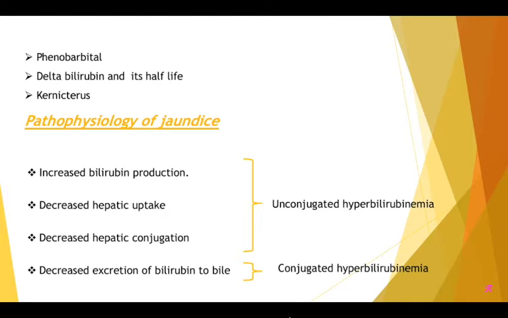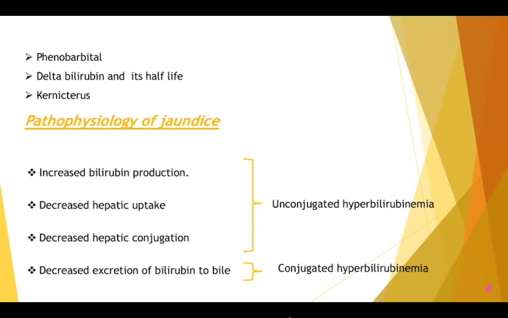The fourth one is decreased excretion of bilirubin to bile. So that is called cholestasis or obstruction. It can be due to many reasons. Okay, that is, from the liver it is not getting excreted into bile.